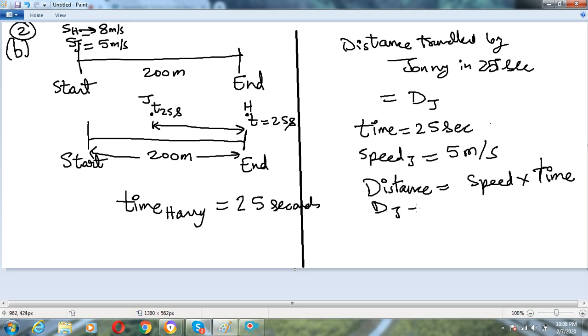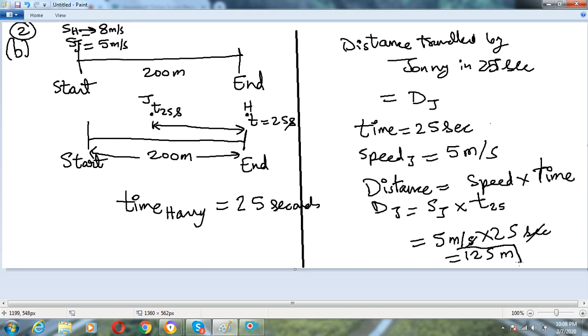So distance traveled by Johnny equals speed of Johnny into time, that is 25. So 5 meters per second into 25 is 125 meters. Understood? So I got this. From the starting point till here, 125 meters Johnny traveled.